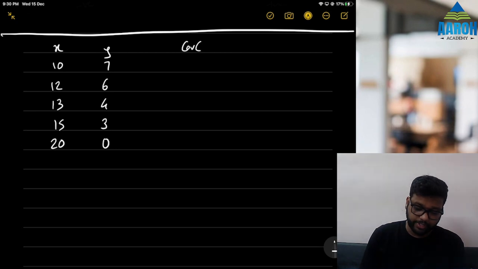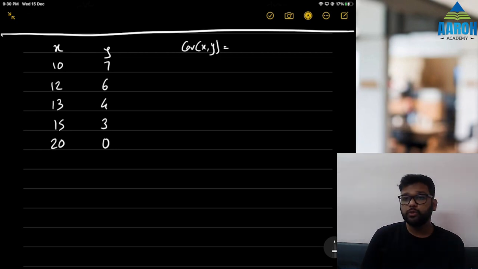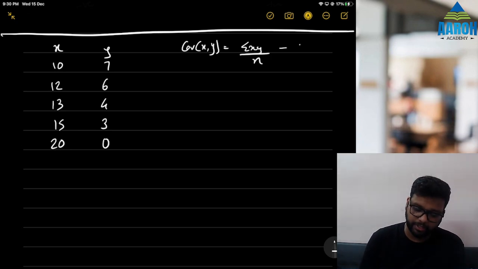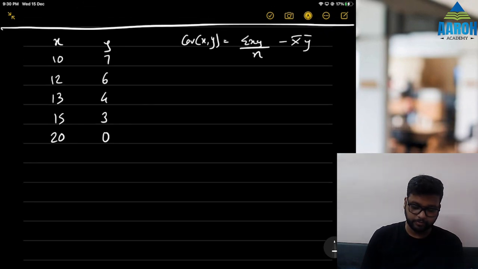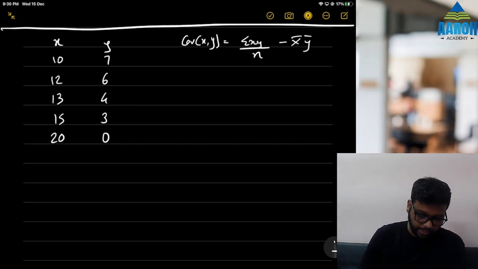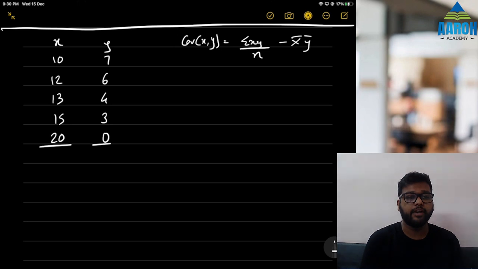Let's calculate covariance xy first. Those who know how to calculate fast, tell me the answer. I'm just writing all the steps here. Summation xy by n minus x bar, y bar. So first we'll have to calculate x bar and y bar. For that, take the total and find the average.